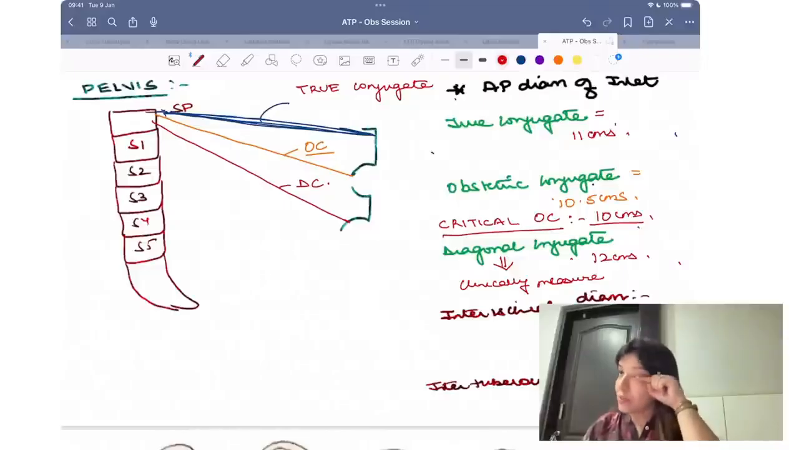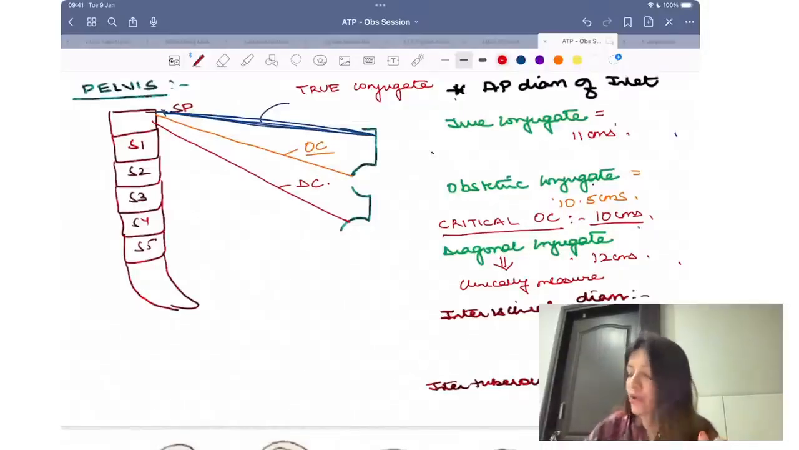Okay, so this means we can measure the diagonal conjugate clinically, but we define a contracted pelvis in terms of the obstetrical conjugate. So how am I going to know whether my patient's inlet or pelvis is contracted or not? I cannot measure the obstetrical conjugate. For that, I am going to subtract.